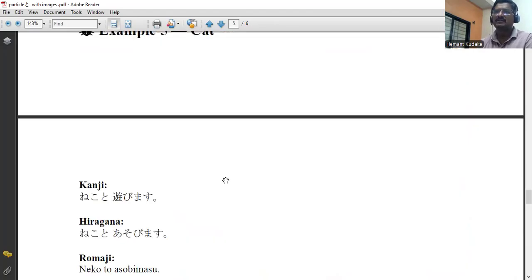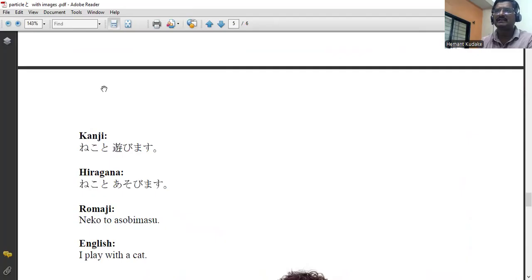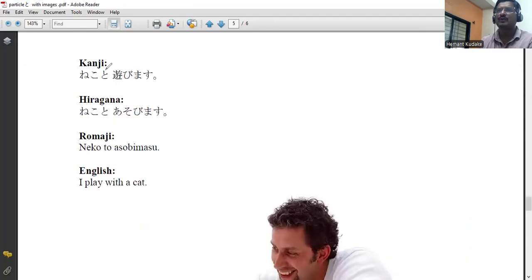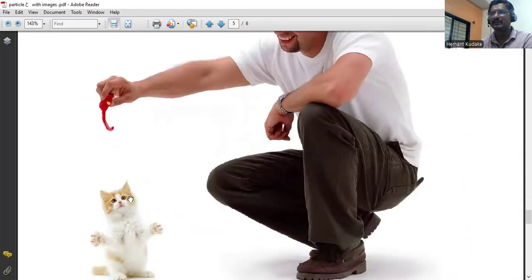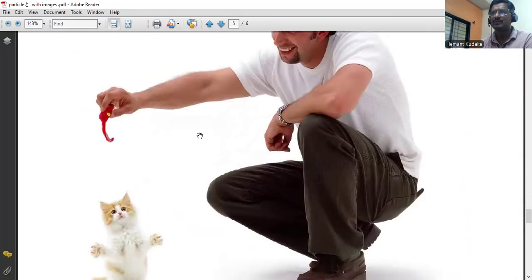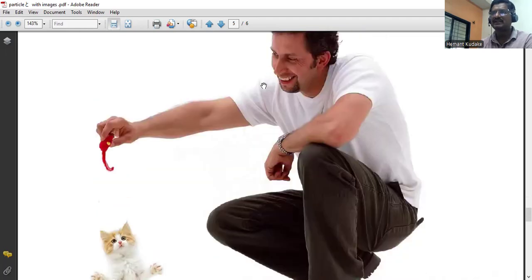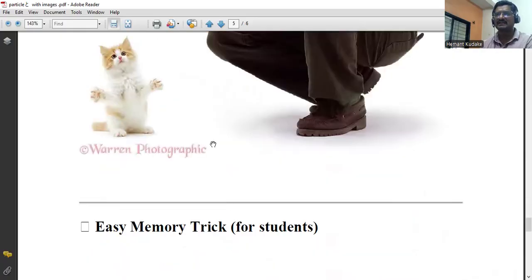Next is added as neko. Neko to. Neko is cat. Neko to asobimasu means I play with the cat. So neko to means with cat. This is neko. Neko to asobimasu. Neko, this guy is playing. So neko to asobimasu means playing with the cat.